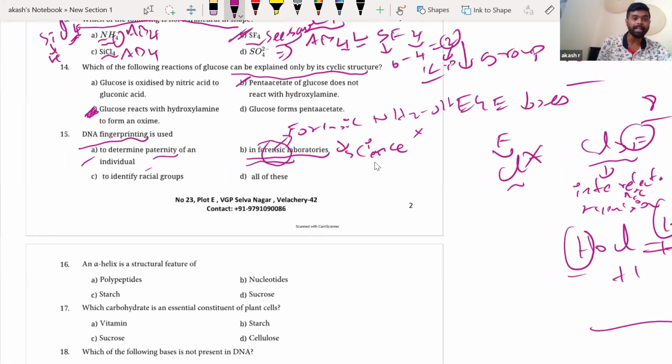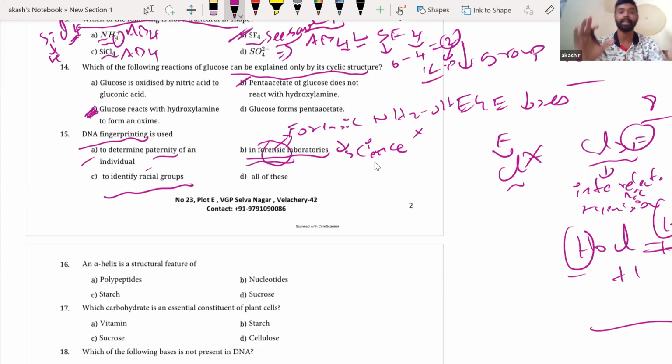Okay, next, to identify racial groups, absolutely. See, if I take Indian DNA, all of us Indians will have one kind of DNA present. But if I look at an African, he will have a different kind of DNA. See, I am not being racial. I'm not going for racial discrimination here, people. Everybody is the same, but still nature has some differences.